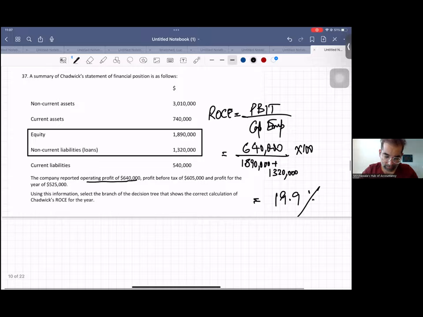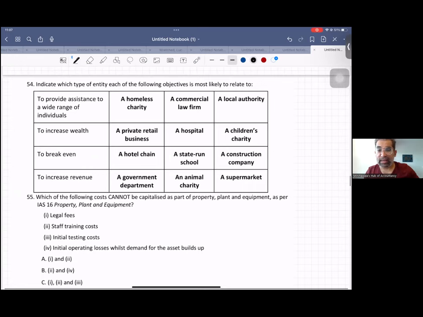Now, this is a very general question, just common sense, like F1 level. Indicate which type of entity each of the following objectives applies to. I don't think this is an F7 question, but it's still theoretical. To provide assistance to a wide range of individuals: not a law firm, not a local authority, but charity. Yes, charity gives assistance.